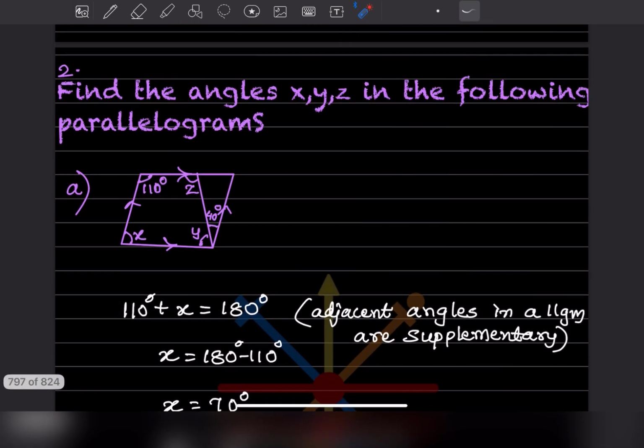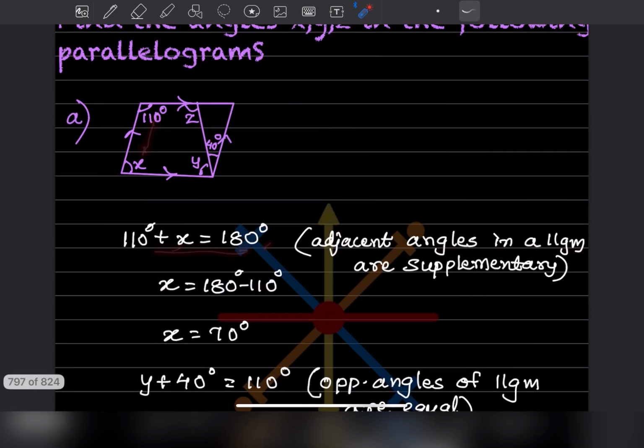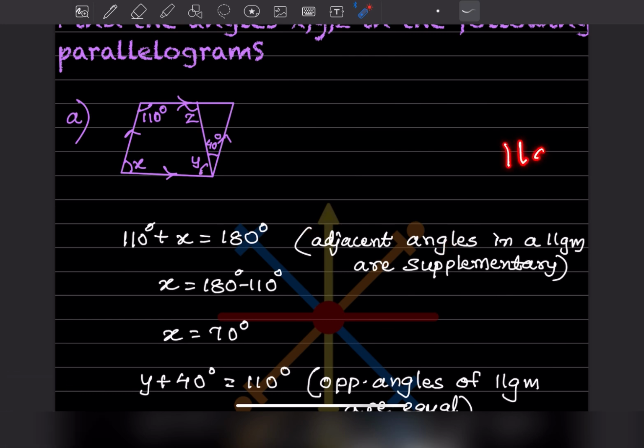Find the angles x, y, z in the following parallelogram. This is the figure given, and you have to find x, y, and z. Now let us go step by step. First, you know the adjacent angles. This is a parallelogram, so adjacent angles are supplementary, which means 180. So we can write 110 plus this x is 180. For the reason, we write adjacent angles in the parallelogram, and we put two lines and here gram, that is the short form for the parallelogram.